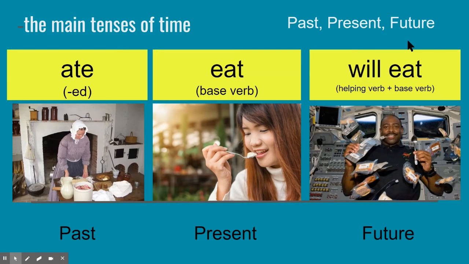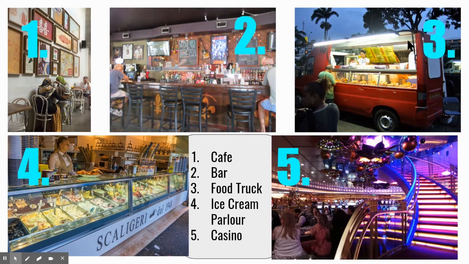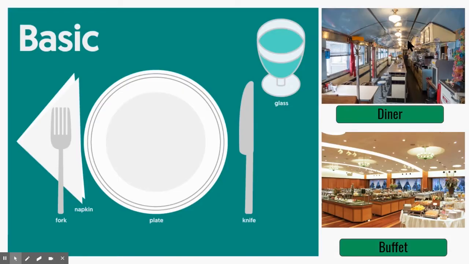We have the past tense of to eat, which is ate. Our base verb is eat, and will eat is in the future, right? We also have where do we eat? We could eat at a cafe, a bar, a food truck, an ice cream parlor, or even a casino. When we go to eat, we usually eat in a restaurant.